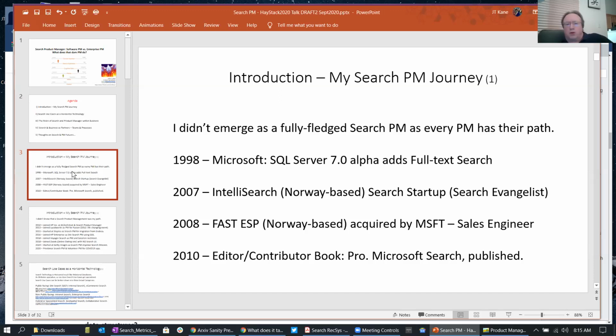I then joined FAST, which is another Norway-based company that was later acquired by Microsoft and integrated into SharePoint in the 2010 timeframe. I was also asked and participated in a book on SharePoint 2010 and the components of FAST that were incorporated in that.